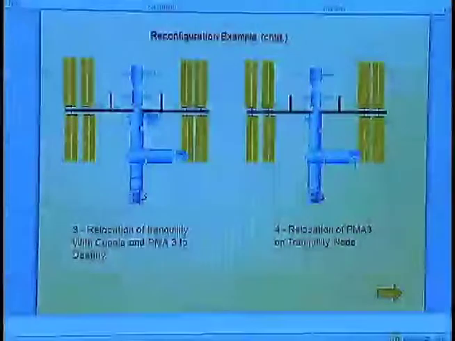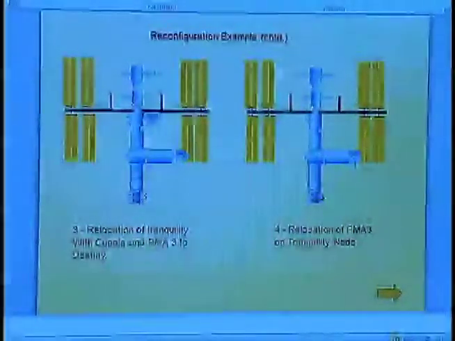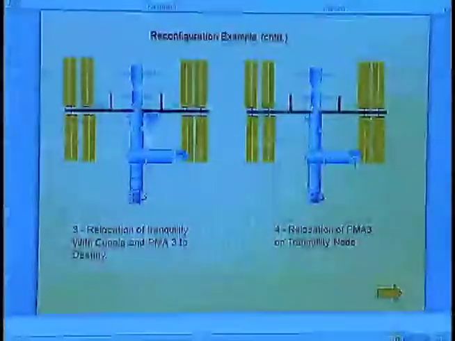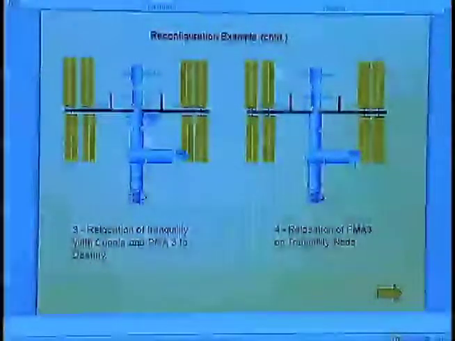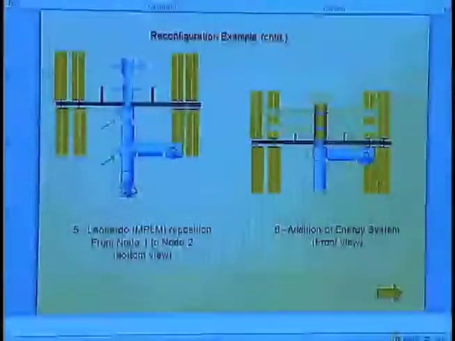Tranquility is moved from Unity and docked to Destiny. Tranquility has a cupola and docking port, PMA3. This port is repositioned on Tranquility. The Leonardo multi-purpose logistic module is moved from node 1, that is Unity, to node 2, that is Harmony. This module will store supplies and spare parts for the voyage.